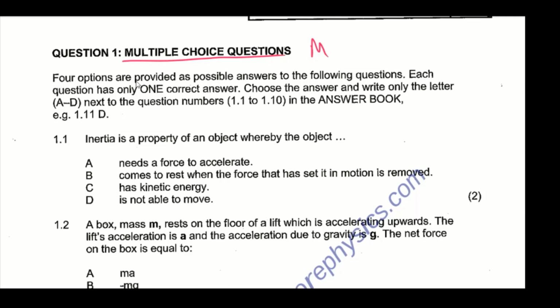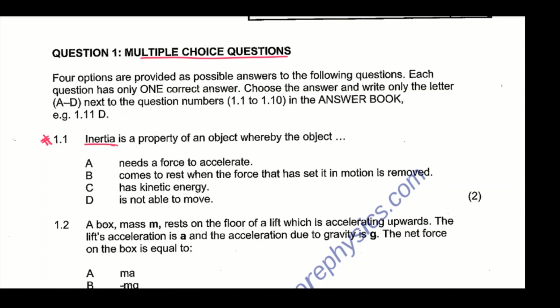So now I'm going to do question 1. We're going to do the multiple choice questions. Just going to start from 1.1, which says that inertia is a property of an object whereby the object, option A says that the object needs a force to accelerate. Option B says that the object comes to rest when the force that has set its motion is removed. Option C says that the object has kinetic energy. D says that it is not able to move.